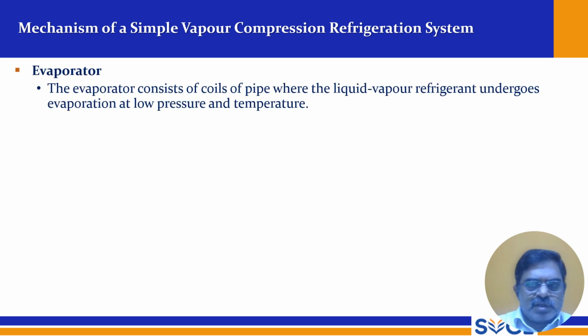Then we have the evaporator. The evaporator is the last component in the vapor compression refrigeration system. The evaporator consists of coils of pipe where the liquid vapor refrigerant undergoes evaporation at low pressure and temperature.